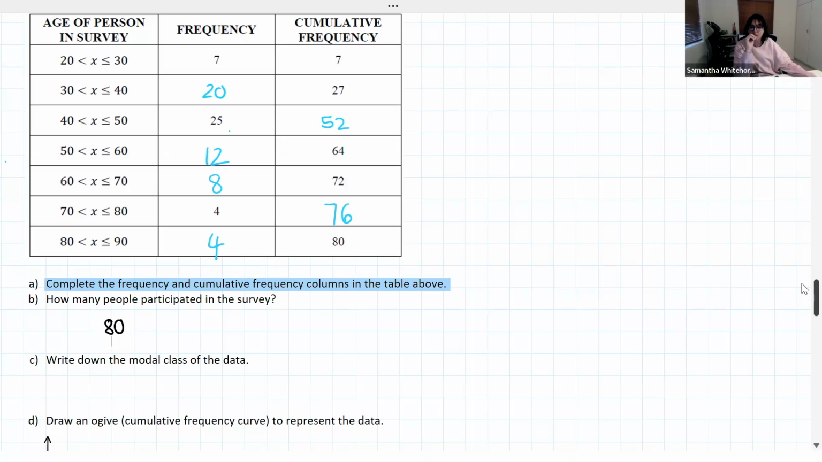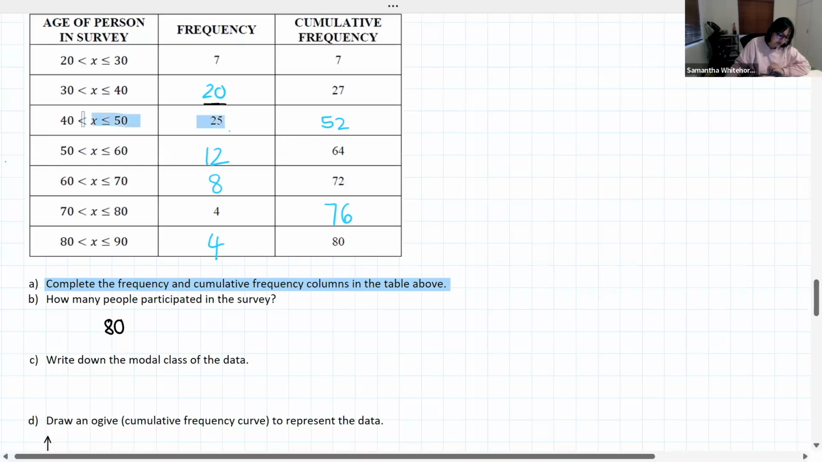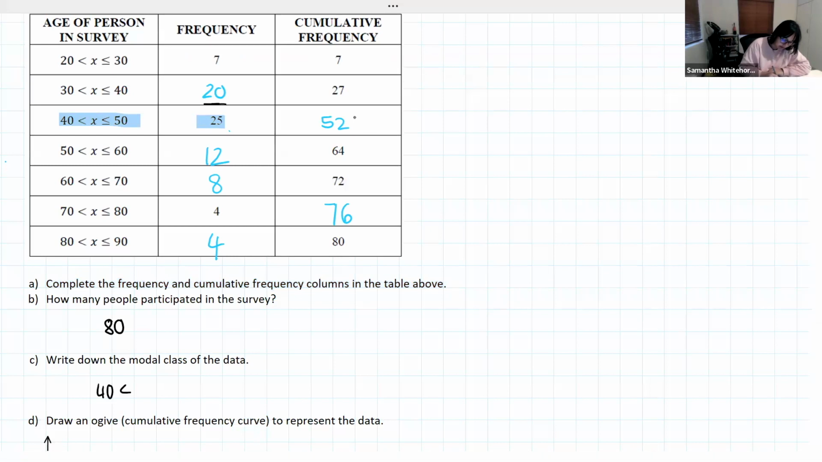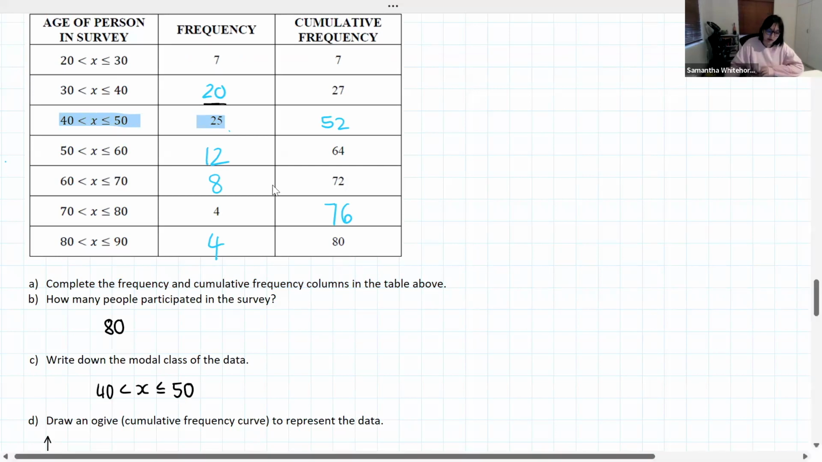So remember, mode is the most frequently occurring. So what do I look for to figure out my modal class? Nice, so the one with the highest frequency. My highest frequency in this case, and remember you're looking at frequency, is 25. So 40 to 50 is my modal class. Whoops, I wrote the wrong inequality. Okay, so modal class, you quite literally just look at the highest frequency. I'm going to show you now, once we've drawn the ogive, how you can determine modal class from an ogive, but let's draw that first.